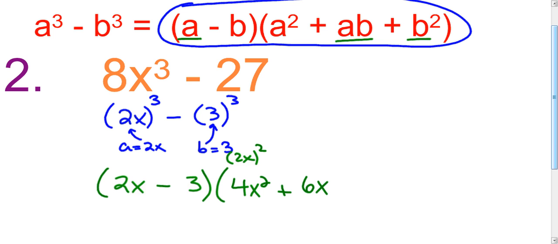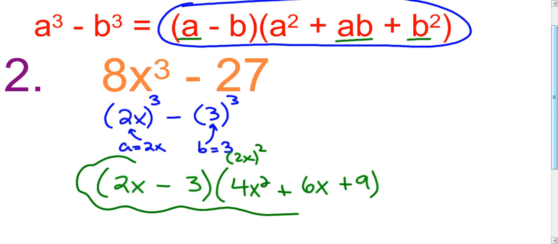And now I have to take b and square it. My b is my 3, so 3 squared would be 9. And that's what this one would look like.